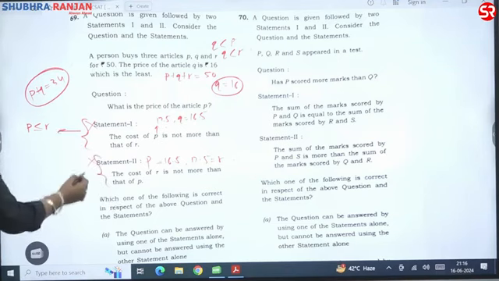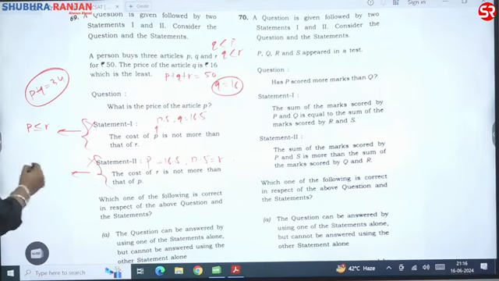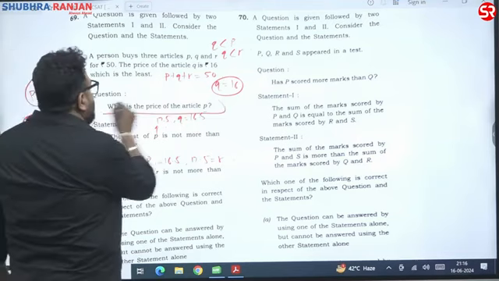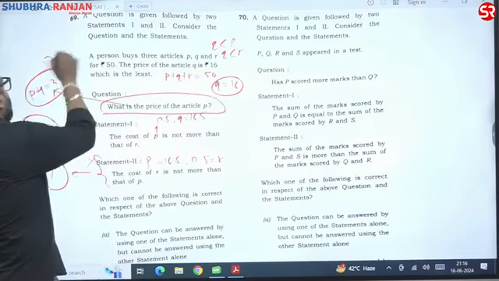And R is not more than P. So R is less than or equal to P. So if I combine them together, definitely it only gives you P is equal to R. If P is equal to R, in that case, what is the price of article P? Price of article P is 17.